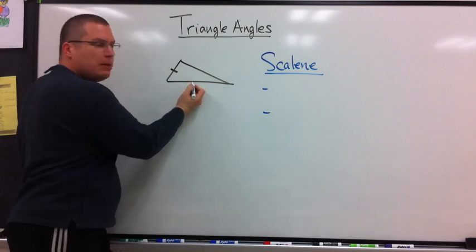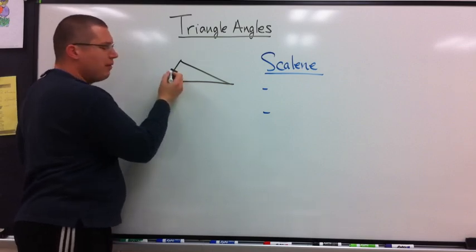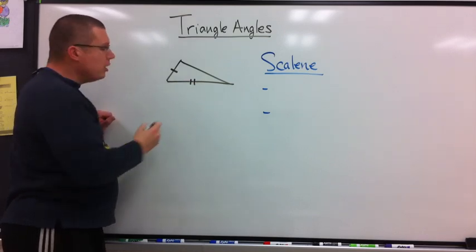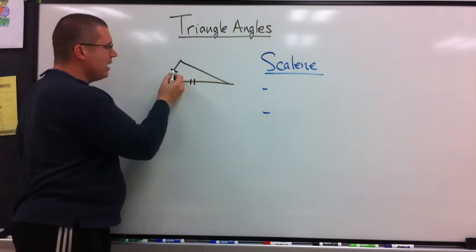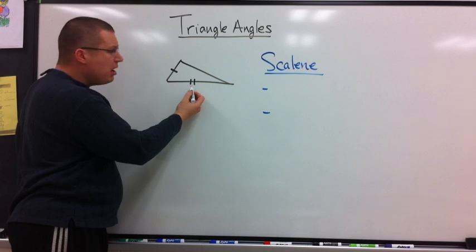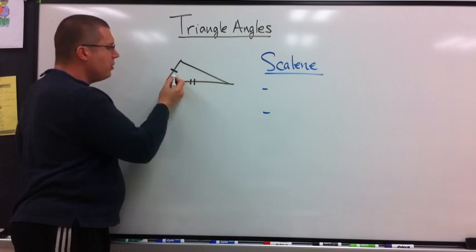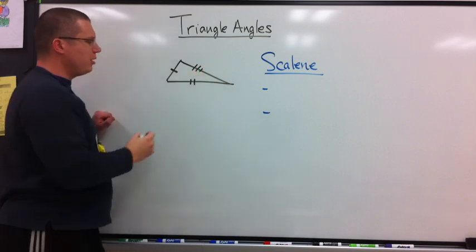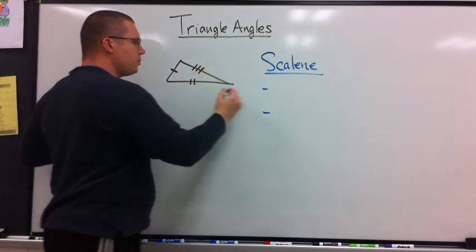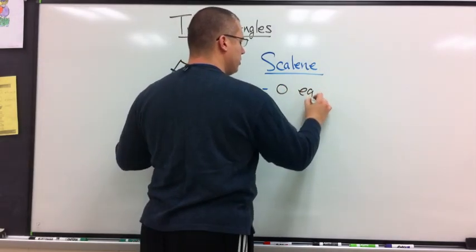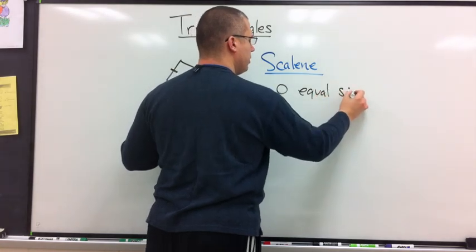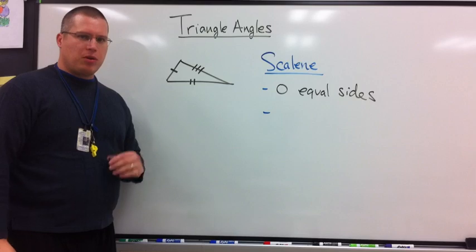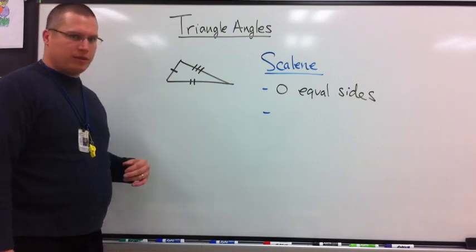So what could I possibly mark this side as to show that it's different than a 1 hash mark? I can do 2 hash marks. What can I mark this side as? Is it the same as this and this? No, this is different too. What's different than 1 hash mark? What's different than 2 hash marks? Let's do 3 hash marks. Scalene has no equal sides, 0 equal sides, which means they're all different.